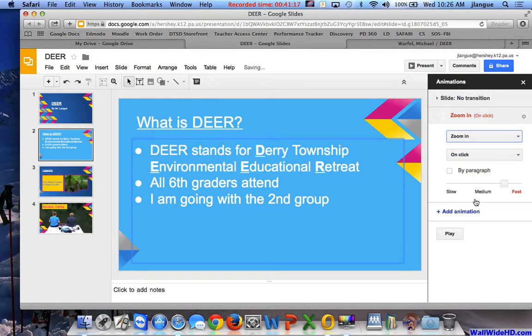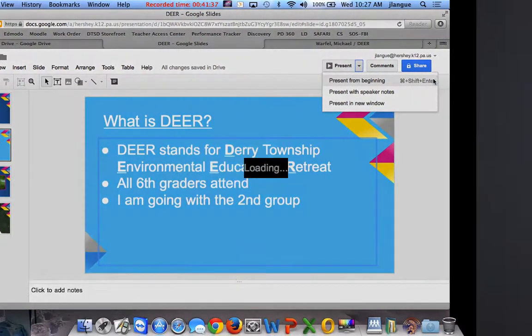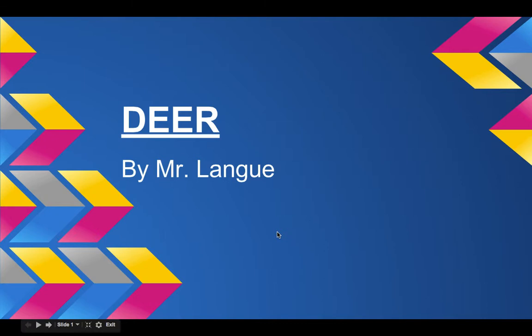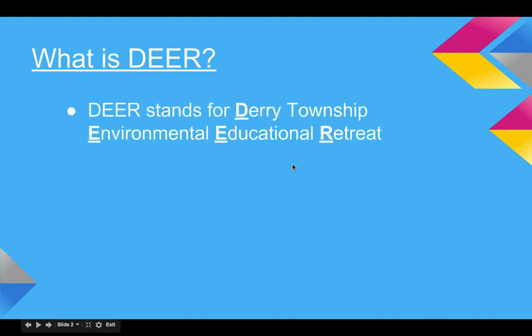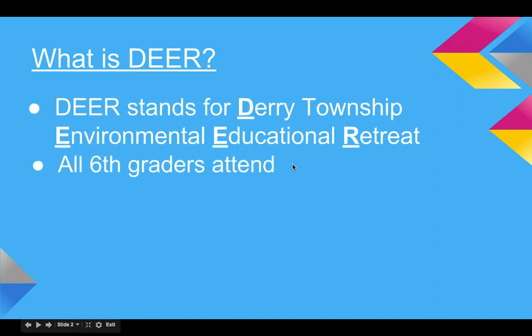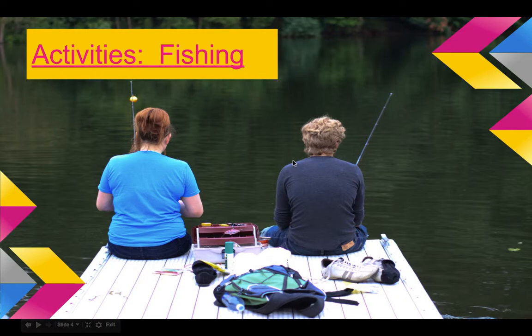Let's say I click zoom in. Do you see where it says by paragraph? If it's clicked, it's going to come in individually by bullets. Once I think I have it, I can close up the animation box, and I can try it out by clicking present. Let me do it from the beginning. Present from beginning. So, I have my Deer by Mr. Lang. I'm going to click it and it should go to the next slide. It does. When I click, it should fly in one by one. Okay? And then each other slide is by itself.